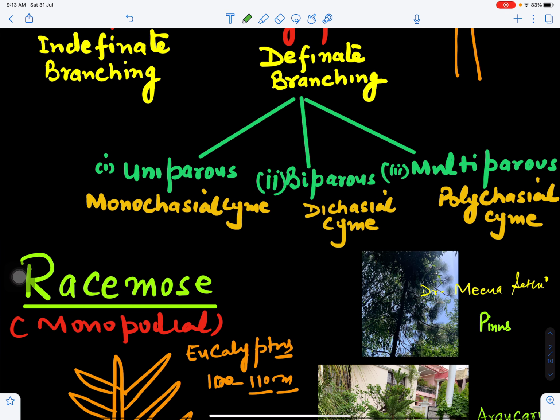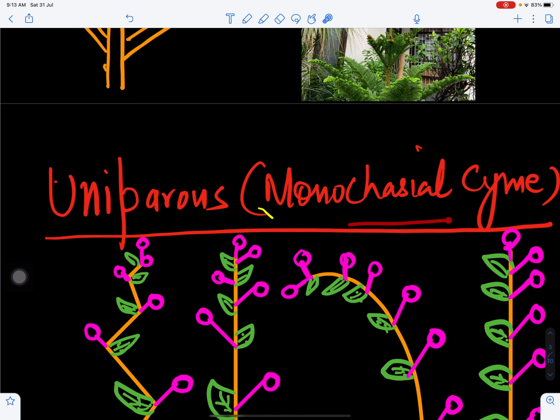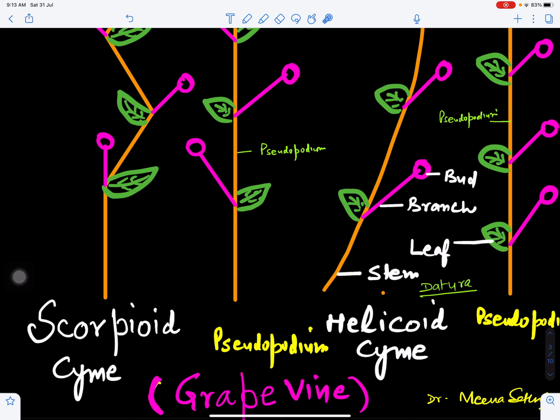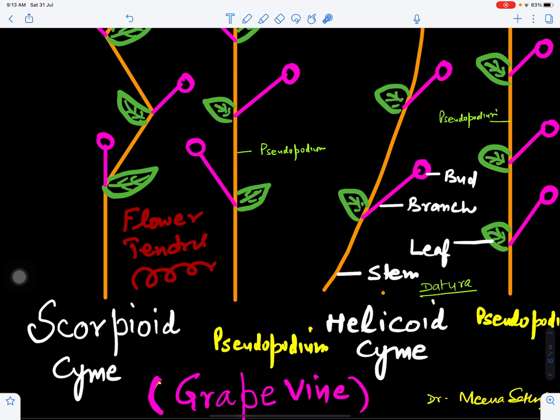First we'll discuss uniparous monochasial cyme. We can see here, this is the main stem. Now this will stop growing. This apical bud may turn into a flower. This may turn into a tendril. Tendril is actually a coiled structure like this. Or this may turn into a thorn. This is a thorn.